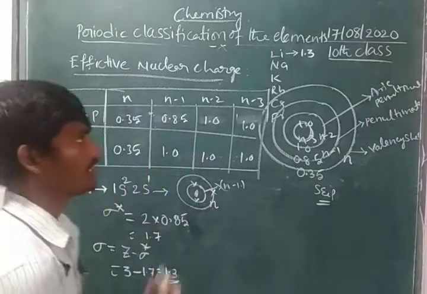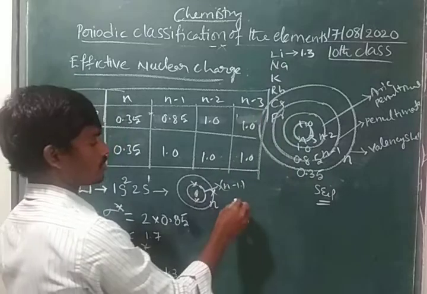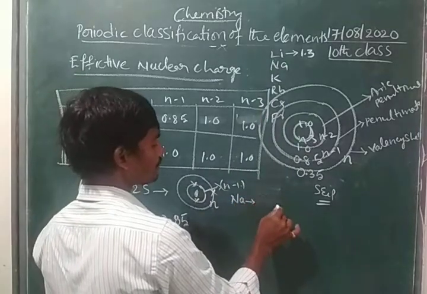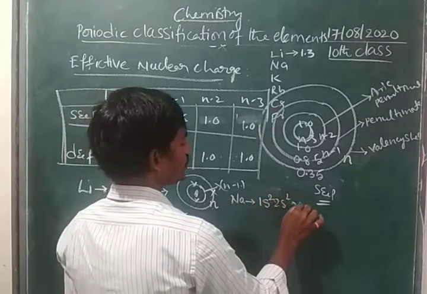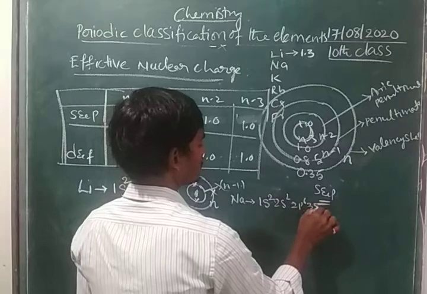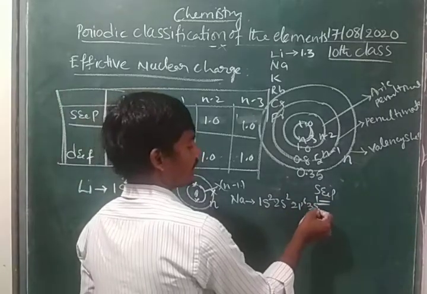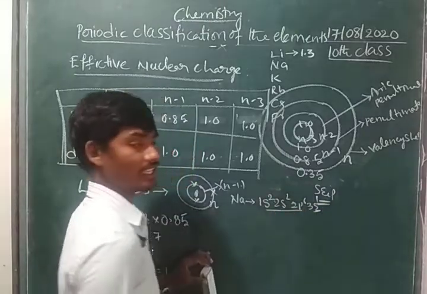1.23. Let me see here. We have to find it for one more atom, that is sodium. The electronic configuration of sodium is 1s2, 2s2, 2p6, 3s1. We have to find out the screening constant for the last electron of sodium. The remaining electrons are 10.